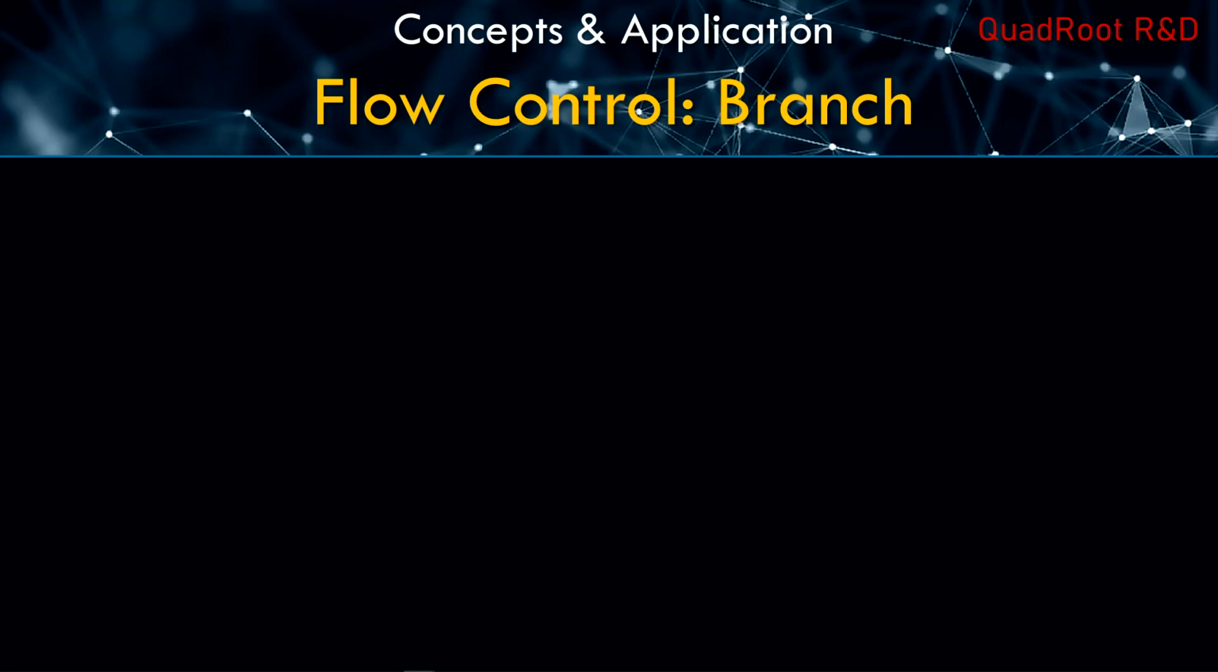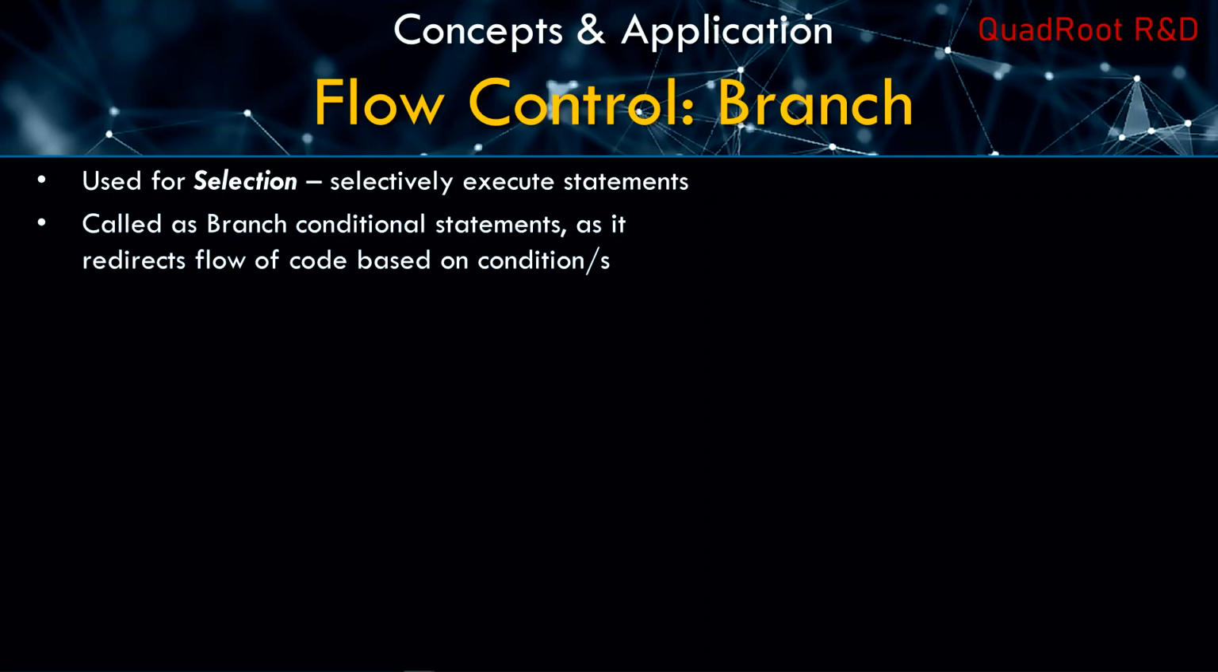So let's move on to branch statements, or what is also known as if then else. So they are used for selection. It selectively executes a set of statements. It's called a branch conditional statement, as it redirects the flow of code based on conditions in the form of if, then, else if, else, and end.